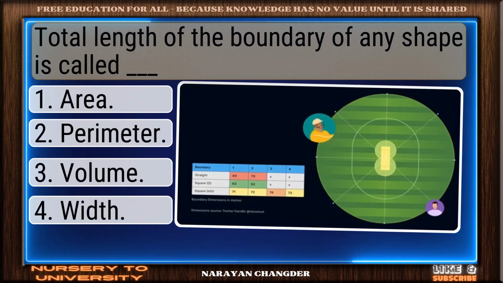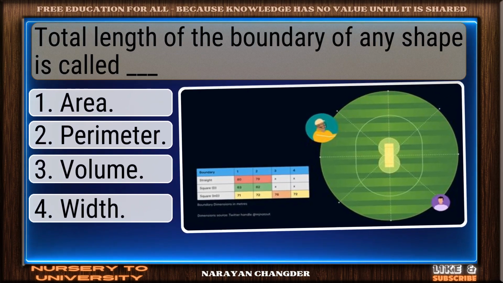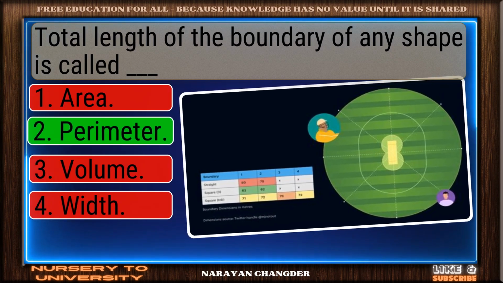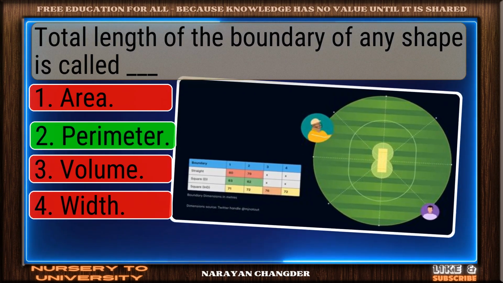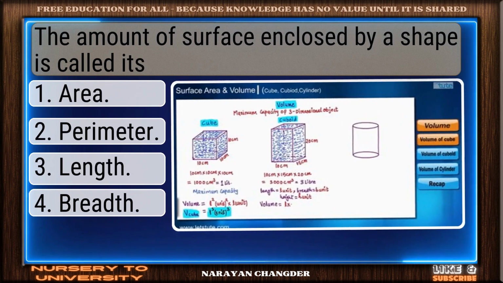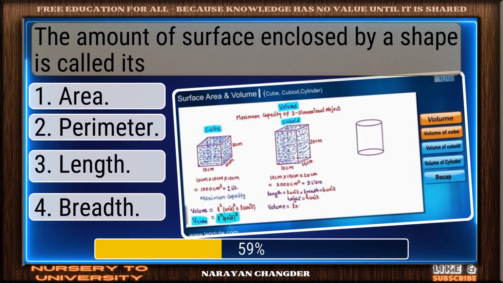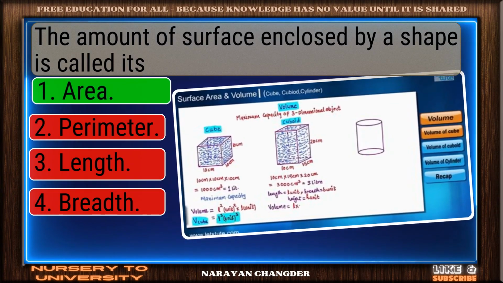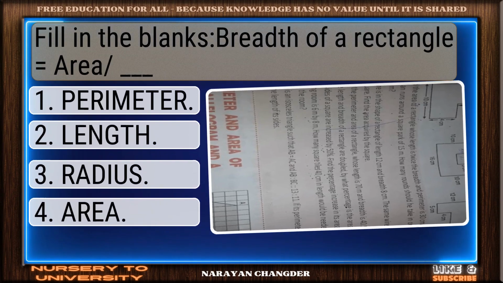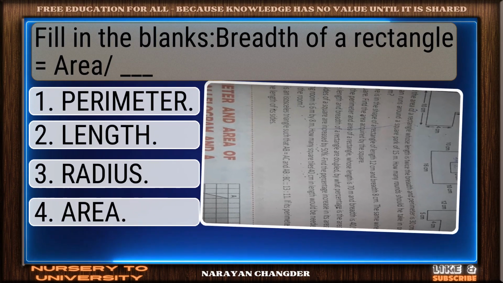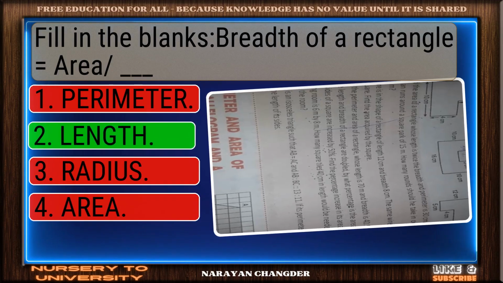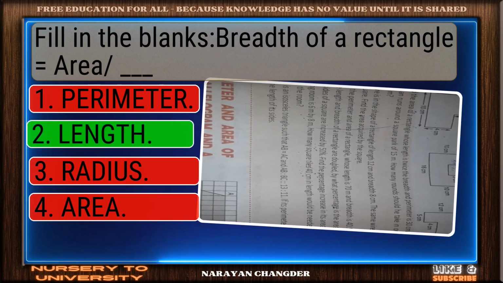Total length of the boundary of any shape is called dash. Exactly. Perimeter makes sense, and it is the right choice. The amount of surface enclosed by a shape is called its. Excellent choice. Area is the right answer. Fill in the blanks. Breadth of a rectangle equal to area divided by dash. Great job. Length is the accurate answer.